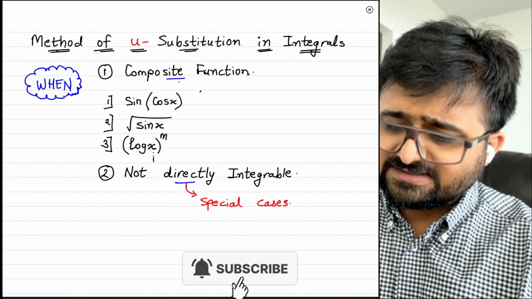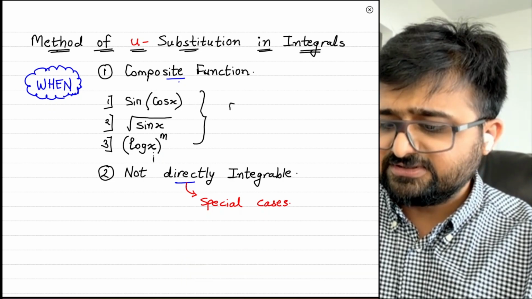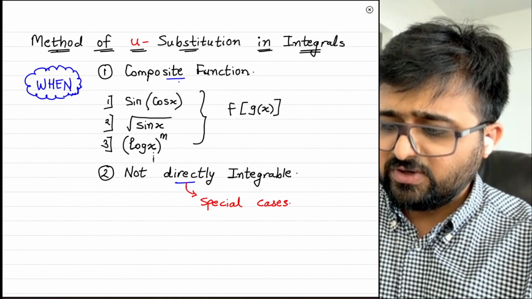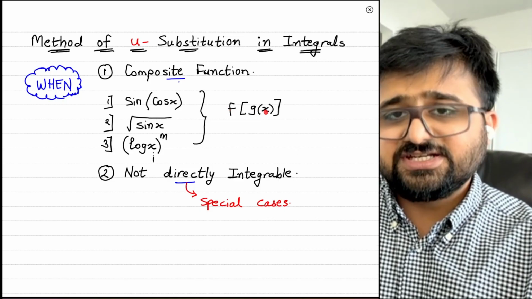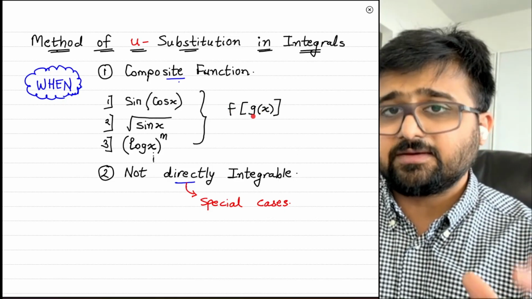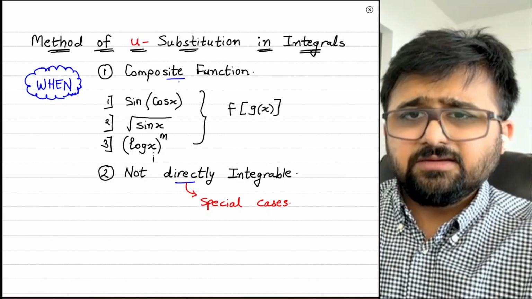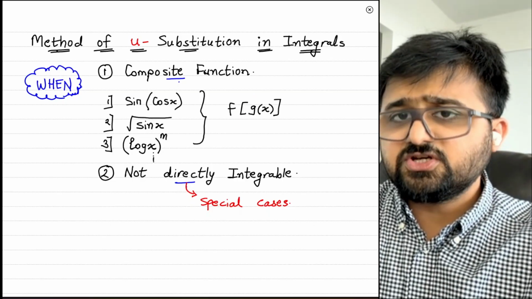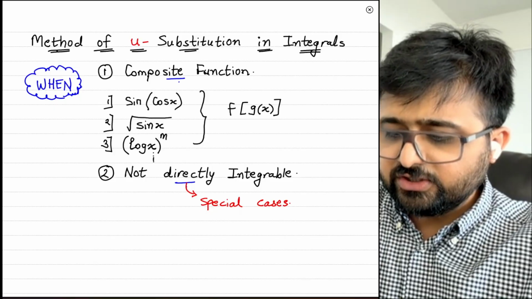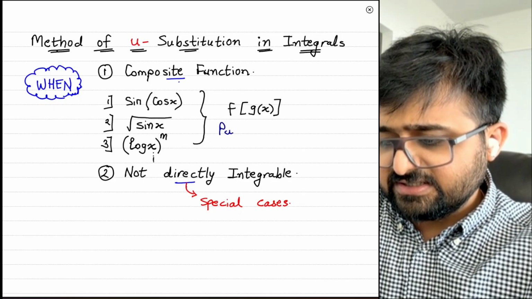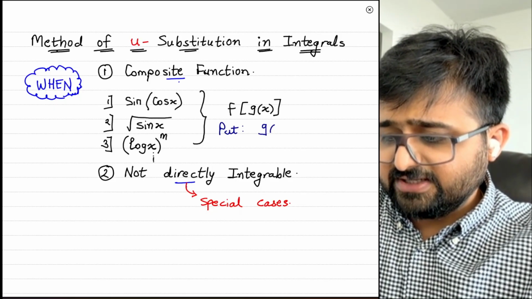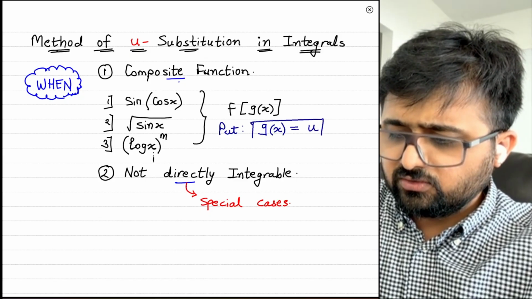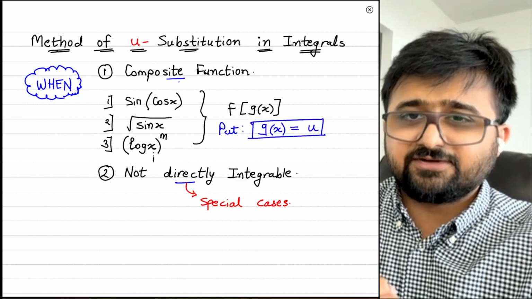If I want to represent all of those in general terms, they are represented by f of g of x, where f is the outer function and g is the inside function. That's the representation of a composite function. In most situations when you deal with a composite function of the type f of g of x, the method of substitution that you are going to do in order to integrate is to put g of x, which is the inside function, equal to u. That's the method of substitution that we are talking about.